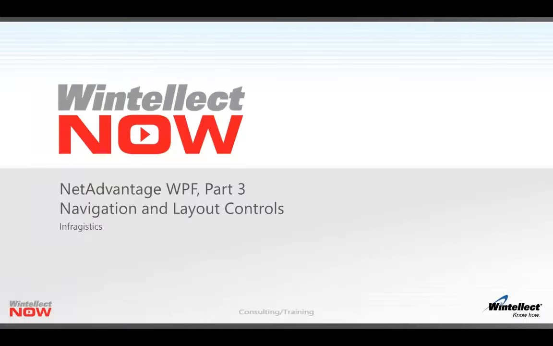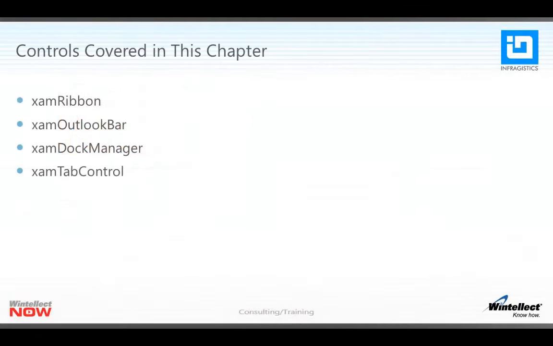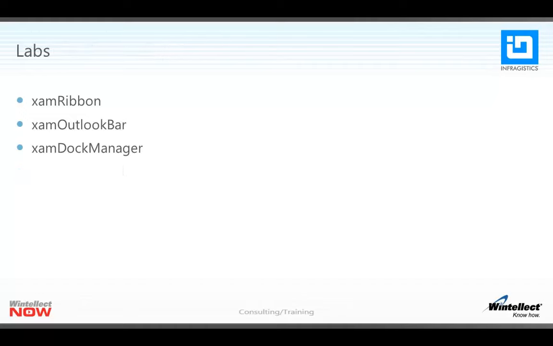Welcome to Chapter 3, Navigation and Layout Controls. The navigation and layout controls that will be covered in this chapter include the XAM ribbon, XAM Outlook bar, XAM Dock Manager, and XAM Tab Control. This chapter includes 3 labs, which are XAM ribbon, XAM Outlook bar, and XAM Dock Manager.